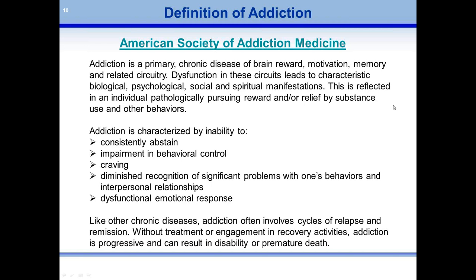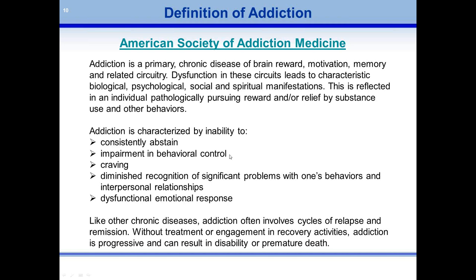I think it's very important when we're talking about opioid use disorders during pregnancy that we talk about addiction. For the sake of this talk, I put up a definition by ASAM, the American Society of Addiction Medicine, to ground us in what we're talking about today. Addiction is characterized by the inability to consistently abstain from a substance, and the substance we're talking about today is opioids, and by impairment in behavioral control.